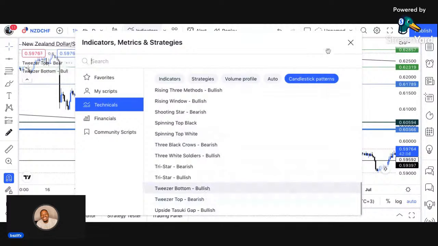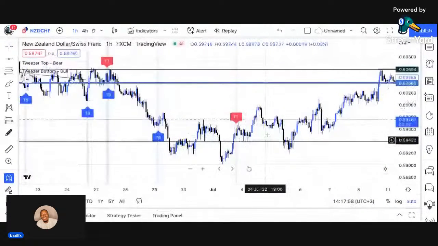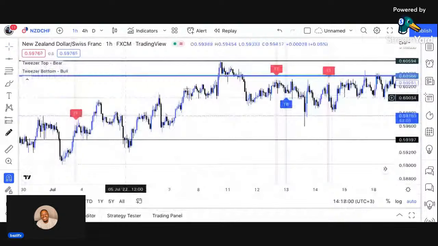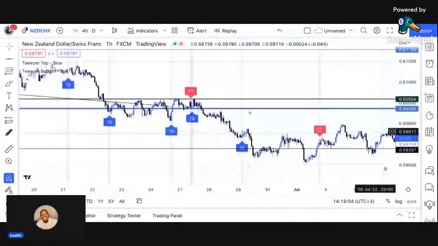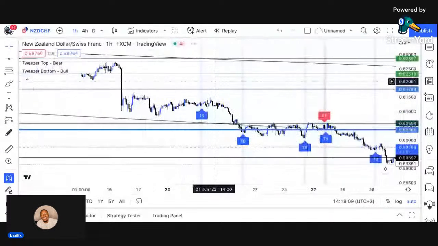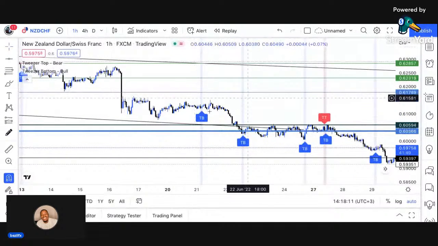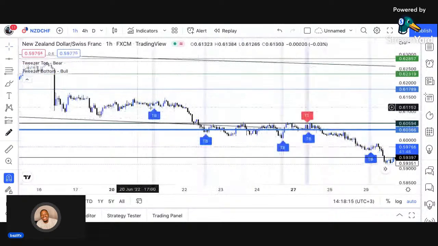The tweezers, those are reversals to the downside. You can even see them here. But again, I'm not someone who trades these tweezers. I don't trade them because these are not candles that you're going to see every time in the market. Even this software has a hard time looking for these tweezers.